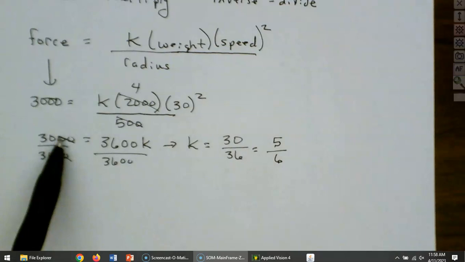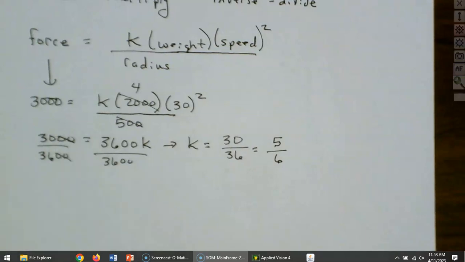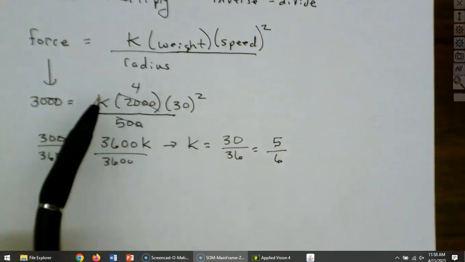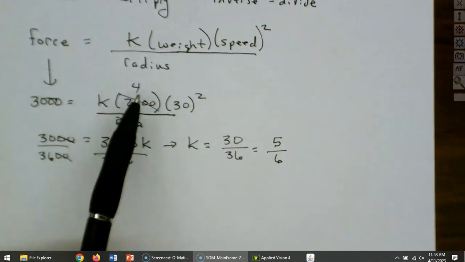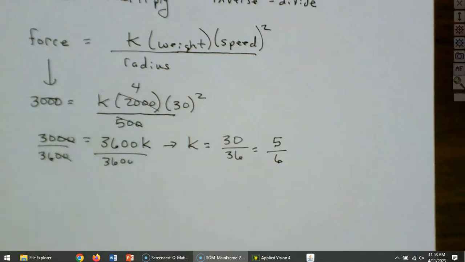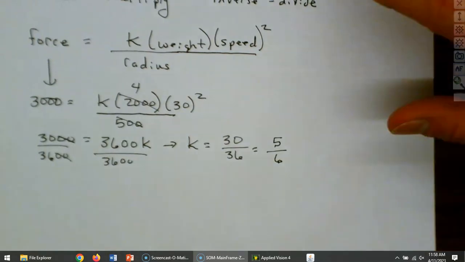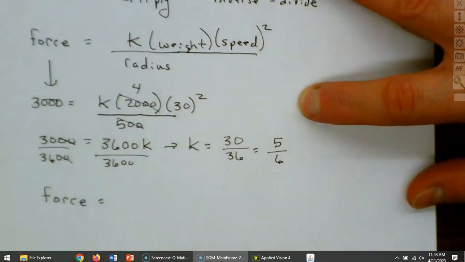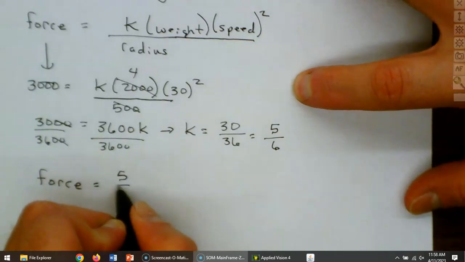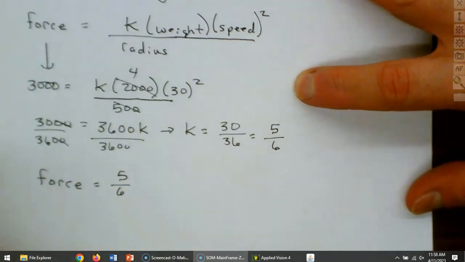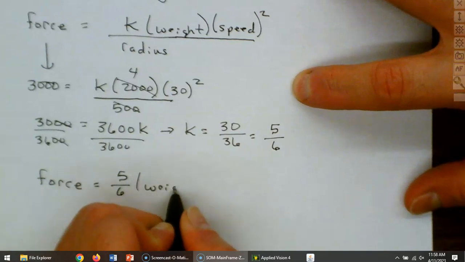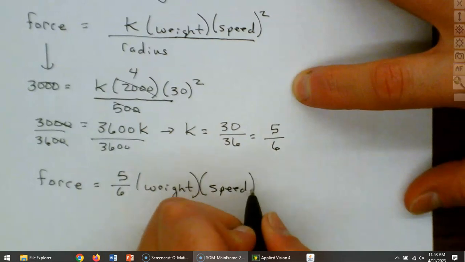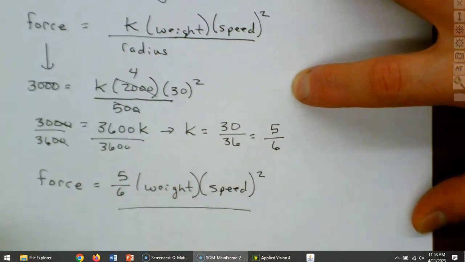I do a lot of things mentally like this. You could have just used a calculator completely through. Doesn't matter. I chose to just get rid of some of these things like 2,000 and 500. Those can go away. And that leaves you with the 4 there. Then I had to square it, move things around. And that gives me my K. So now we know our formula is the force required to stop a car is 5/6 times the weight of that car over the speed of the car squared divided by the radius.